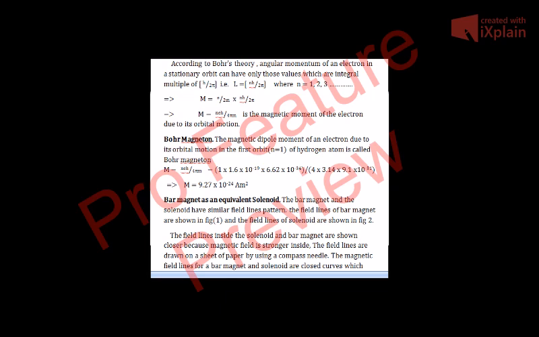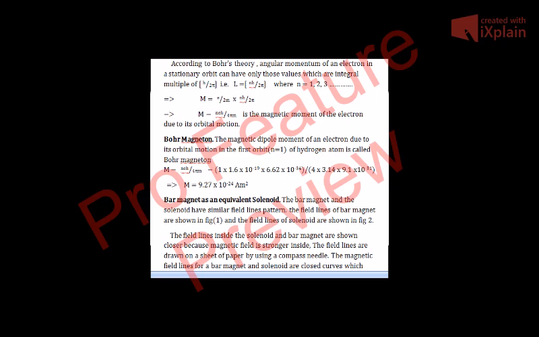Now let us define the Bohr magneton. The magnetic dipole moment of an electron due to its orbital motion in the first orbit, that is n is equal to 1, of the hydrogen atom, is called the Bohr magneton. So what is the Bohr magneton? It is the magnetic dipole moment of an electron due to its orbital motion in the first orbit, that is n is equal to 1, of which atom? Hydrogen atom. So what will be the Bohr magneton? We have to substitute in the above equation, M is equal to neh by 4 pi m.